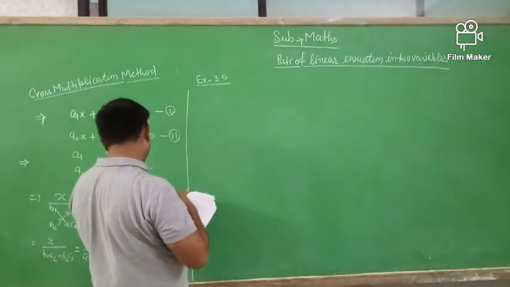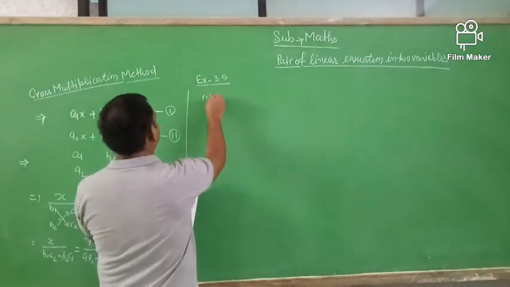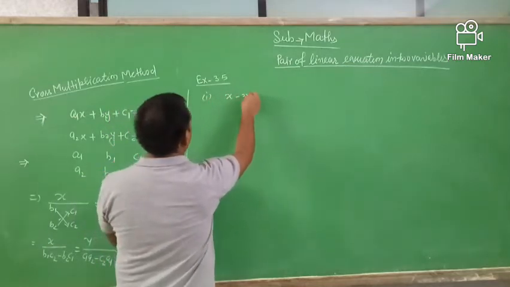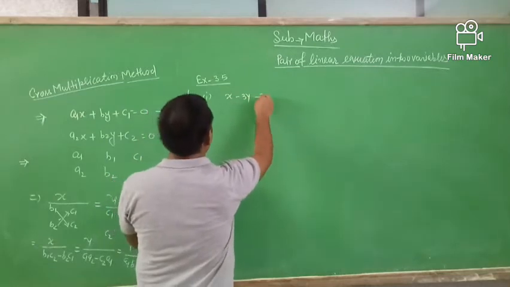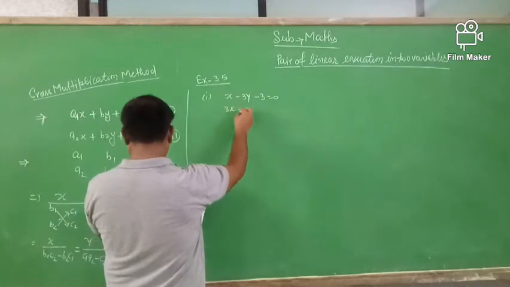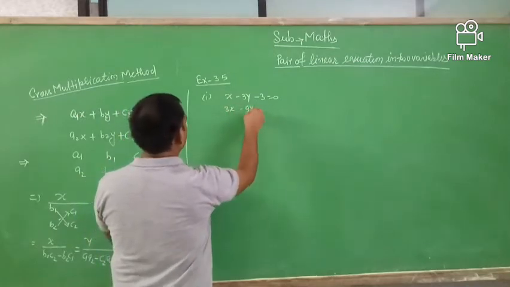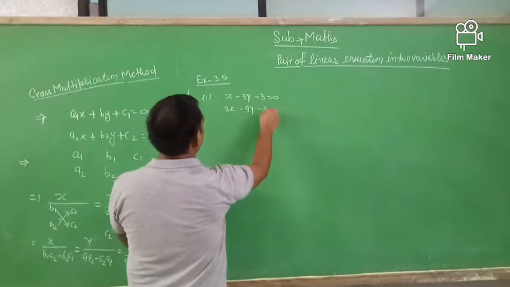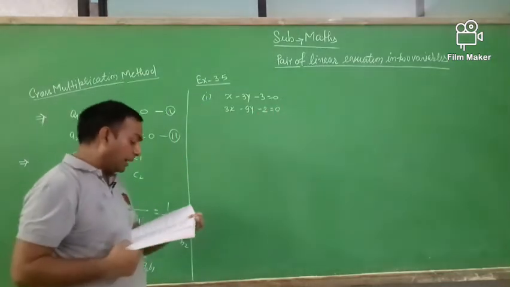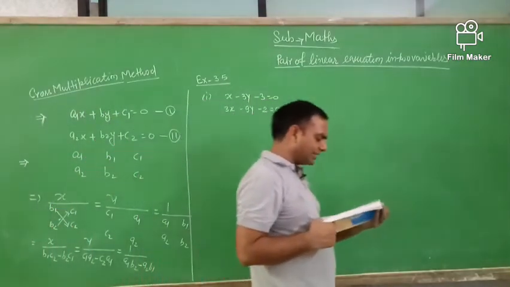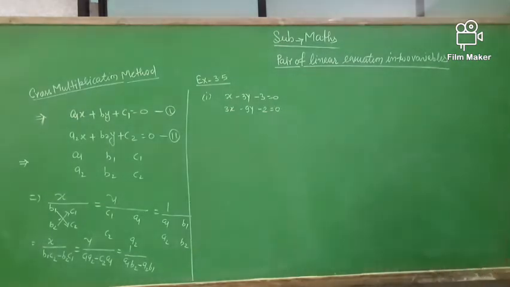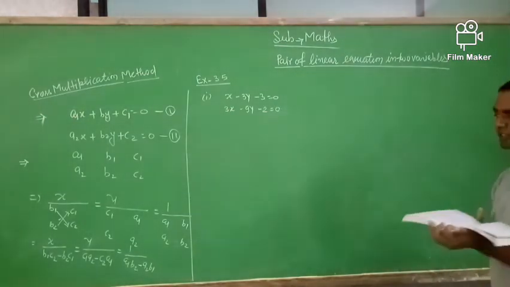Here the first question is x minus 3y minus 3 equals 0, and 3x minus 9y minus 2 equals 0. Which of the following pairs of linear equations has a unique solution, no solution, or infinite many solutions? In case there is a unique solution, find it using the cross multiplication method.